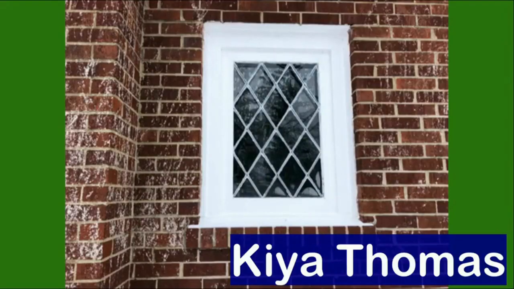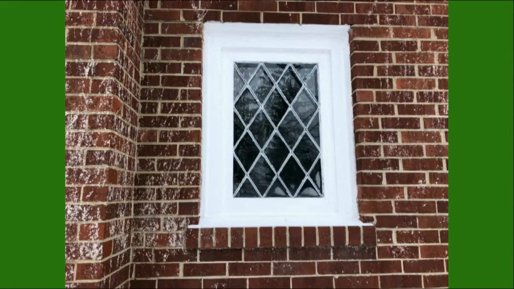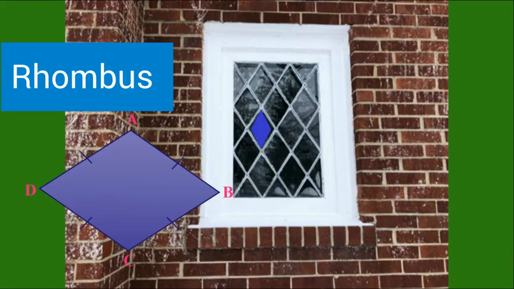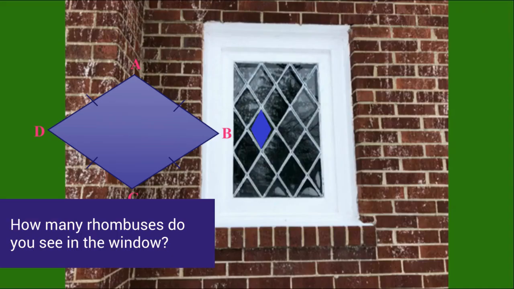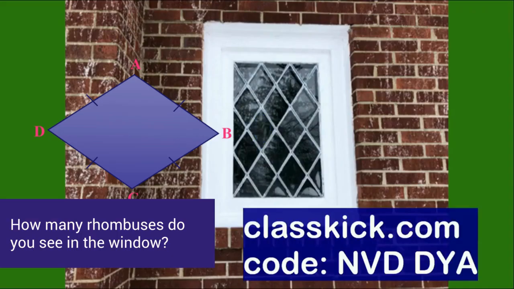Hey Chargers, my name's Kaya and I'm in Miss Harrod's math class. This is a window in Miss Harrod's neighborhood. It's covered with rhombuses. A rhombus is a parallelogram with 4 congruent sides. How many rhombuses do you see in the window? The problem and solution is on ClassKick, code NVDDYA.